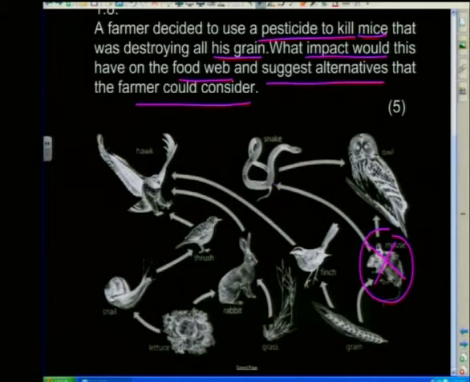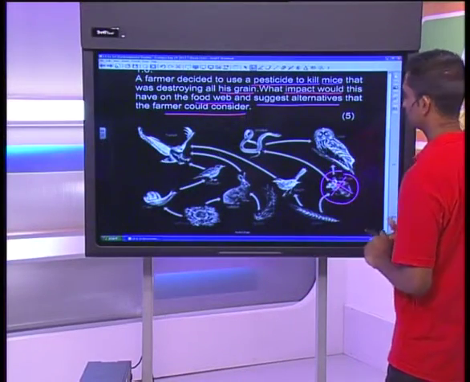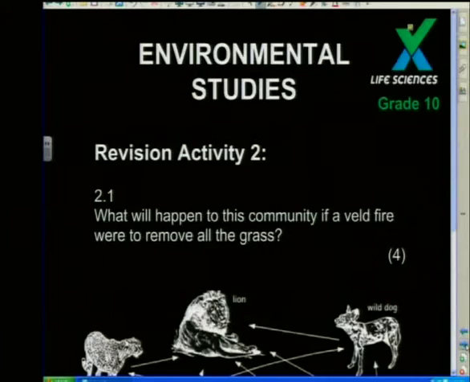I would suggest that we need to look at alternatives. The alternative would be to introduce more owls into that area. Owls being a natural predator, they would try and control the population, and this has been done in many areas where they've used owls to control the mice population. Okay, that's an interesting question.